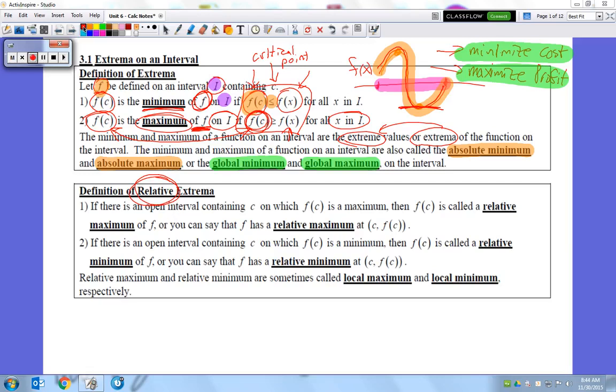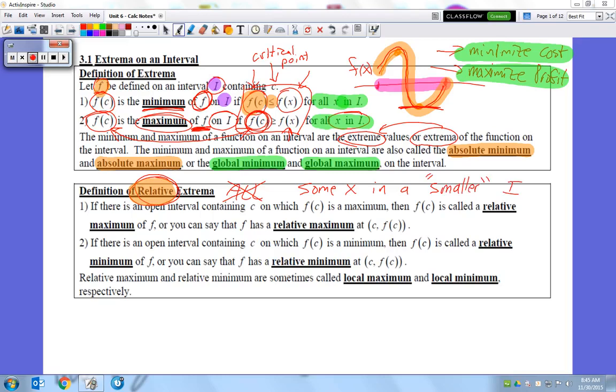And the key is for all x's in a certain interval, a certain interval or domain. The difference here is when I'm looking at relative extrema, I'm not looking across all x's in the entire interval. It's looking for some x's in a smaller interval.